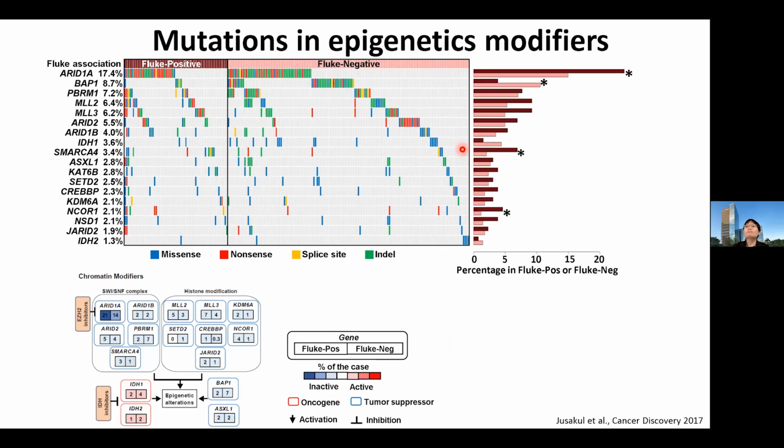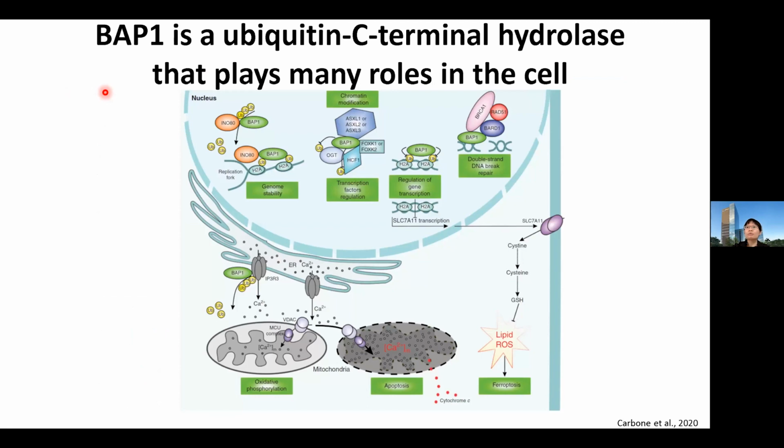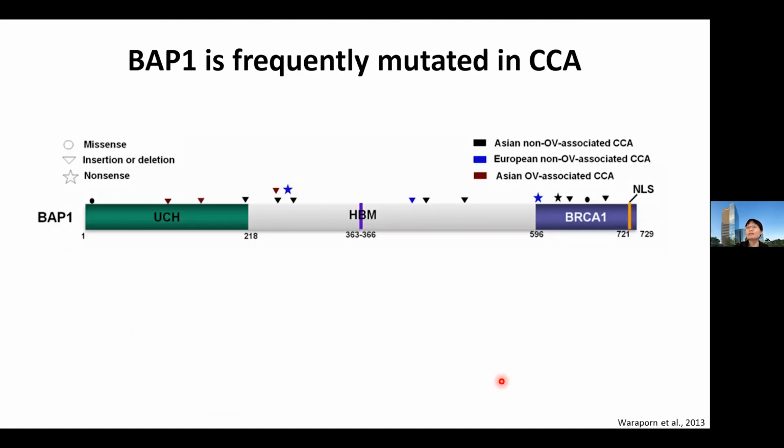Very significantly, we found many epigenetic modifiers mutated in cholangiocarcinoma. This makes up close to 50% of our cholangiocarcinoma cohort. Of all these epigenetic modifiers, we are most interested in BAP1, on which we performed an extensive follow-up study. In addition to its role as an epigenetic modifier and in DNA repair, BAP1 plays roles in many cellular processes in the cell, as revealed by this Cancer Discovery paper last year. This includes roles in metabolism through oxidative phosphorylation, in apoptosis, as well as ferroptosis. We found BAP1 frequently mutated in cholangiocarcinoma, in about 8 to 10% of the cases that we see.